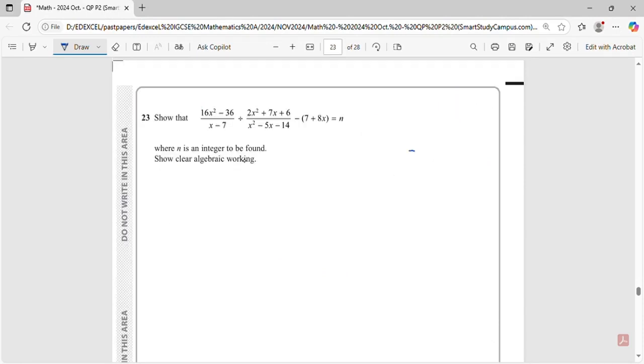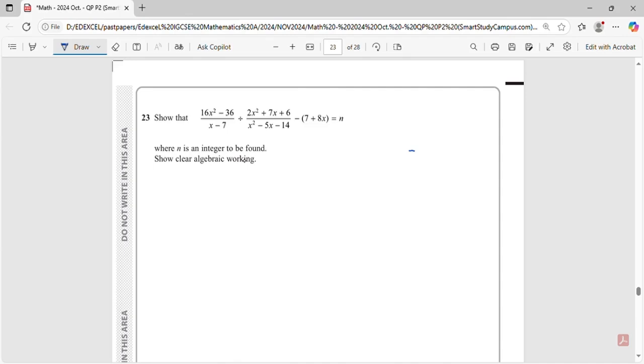Question number 23, he asked me to show that this whole expression equals n, where n is an integer to be found. So after I finish all of this part, it will equal an integer. According to the order of operations, I will start with division, so applying KCF.